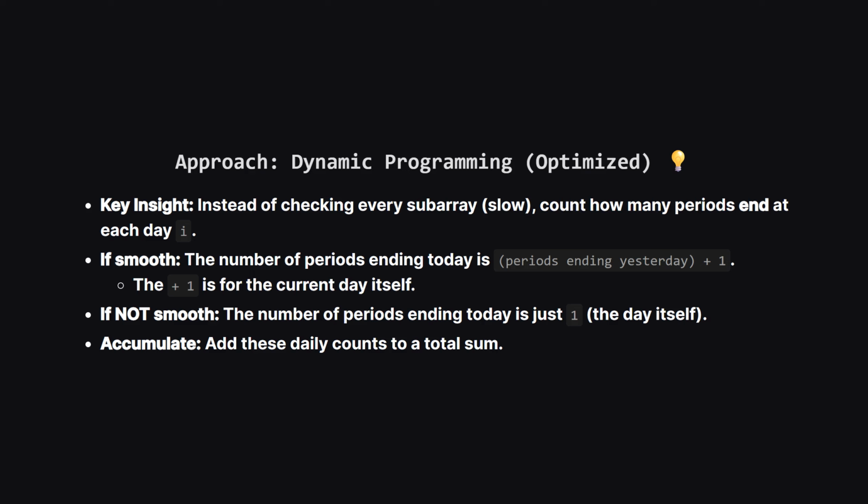So how do we solve this efficiently? We can't check every possible subarray because that would be too slow, specifically quadratic time. Instead, we use a dynamic programming approach. The trick is to ask one simple question for each day. How many smooth descent periods end right here? If the price drops smoothly from yesterday, then every valid period that ended yesterday can be extended to include today. Plus, we start a new period consisting of just today. So the count for today is simply yesterday's count plus 1. If the price doesn't drop smoothly, the streak is broken, and the count resets to 1, representing just the current day. We just need to keep a running total of these daily counts.